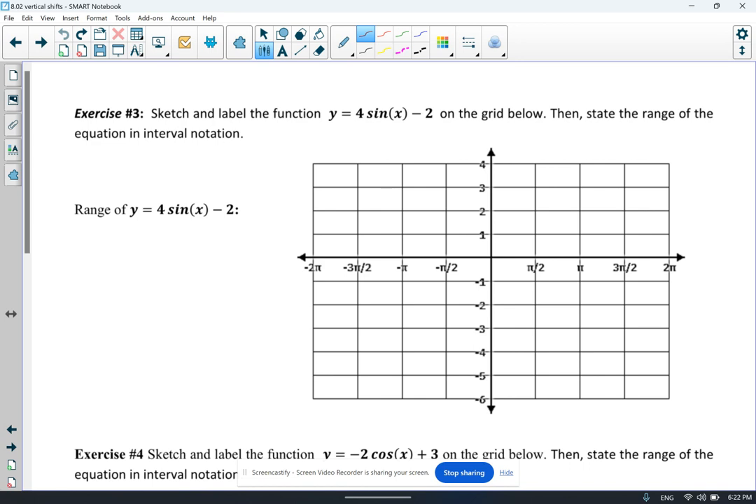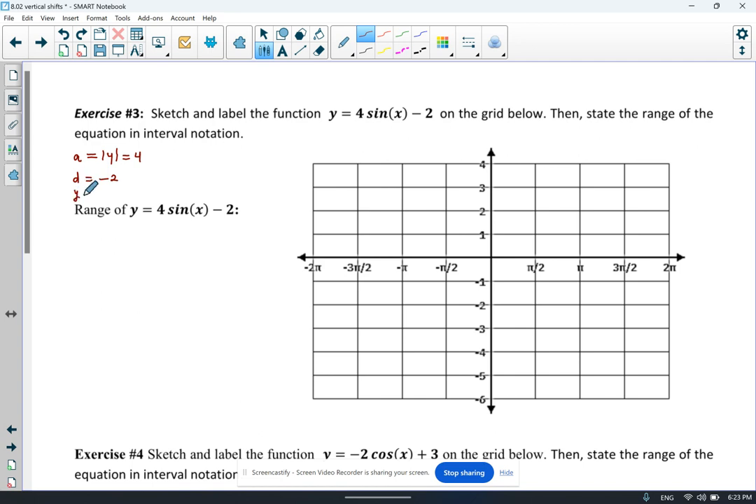So the first thing you need to do is pull off key information. I need to pull off the amplitude, and the amplitude is the absolute value of the number that appears to the left of the function. So in this case, the function sine of x, and the absolute value of 4 is 4. And next we want to determine the vertical shift, and that's the number that you either add or subtract to the function. So in this case, it would be -2.